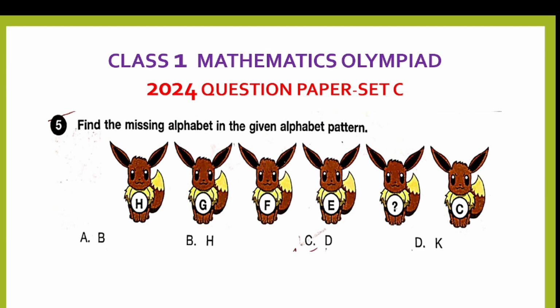Next question. Find the missing alphabet in the given alphabet pattern. So here is H, G, F, E, question mark and C. If you observe, this starts from this side. So this is C. We can write this one as D, E, F, G and H. Therefore the missing alphabet is the capital D. Therefore the answer for this question is option C.